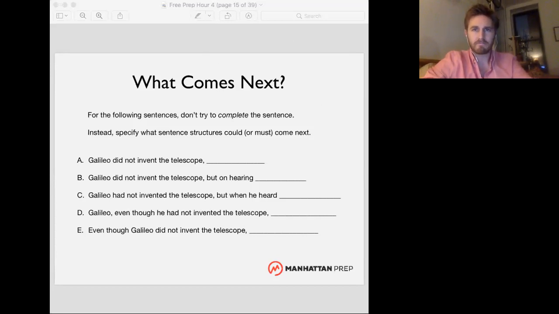Take a look at this first sentence, this first part of a sentence, I should say. What comes next? Galileo did not invent the telescope. Okay, great. What could come after that? Good. So Ferris has said but could come after that. And what's going to come after the word but? If but were to come next, but he. Okay. New subject, verb. Good. But he invented something else.